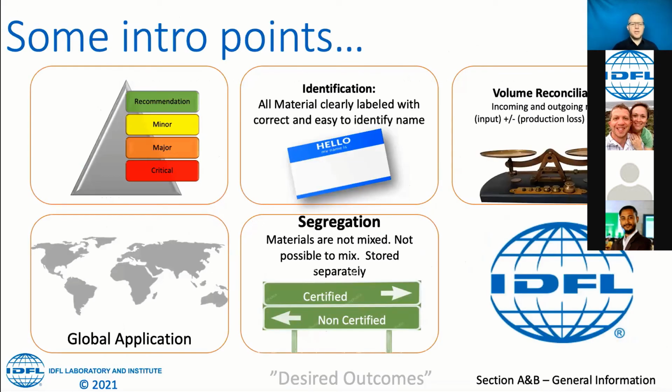Some intro points you can see right here are very similar to a lot of the rest of the standards. There are the minor, major, critical issues that are recommended. This is a global application for this standard. The identification is one of the content claim standard issues. And then we also have the segregation. The materials are completely and clearly identified, and that can be everything from the wool bag all the way to the finished product.